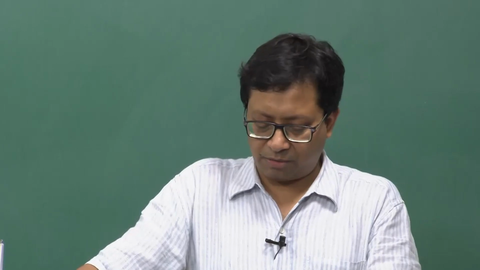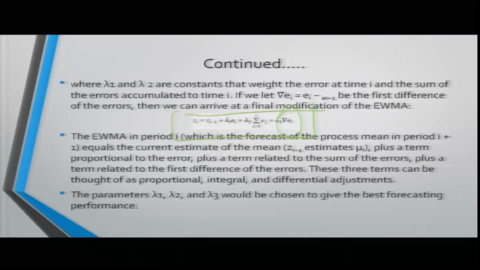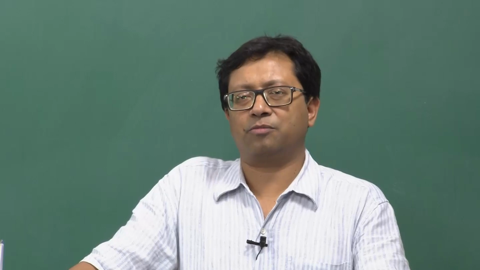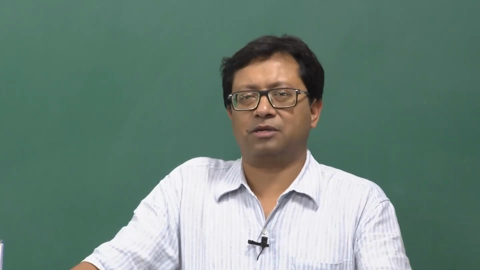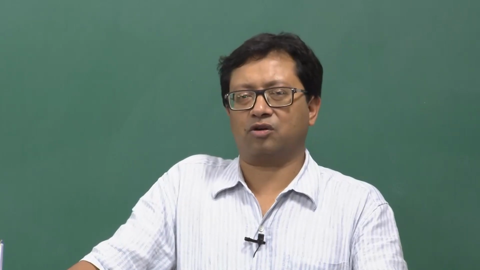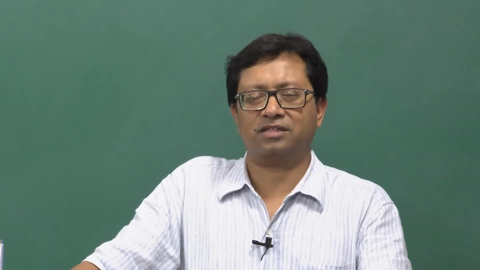These three terms can be thought of as proportional, integral and differential adjustments. In one case it is the actual value, in one case it is the sum value, and in one case it is the difference value. The parameters lambda 1, lambda 2, lambda 3 would be chosen to give us the best results. So, with this I will end the 39th lecture and wrap up the TQM course in the 40th lecture, and give some details about the importance of total quality control and its consequence in our daily life. Have a nice day. Thank you very much.